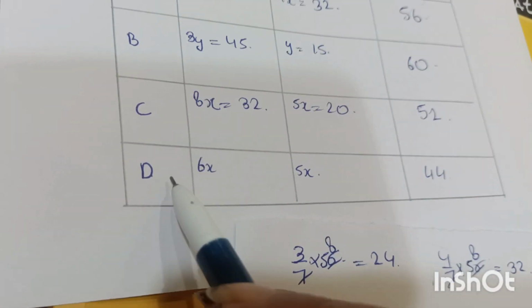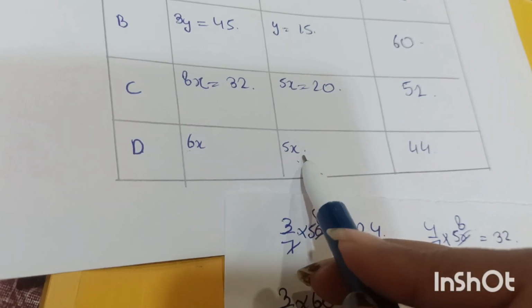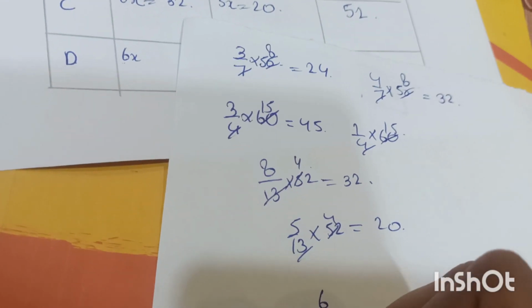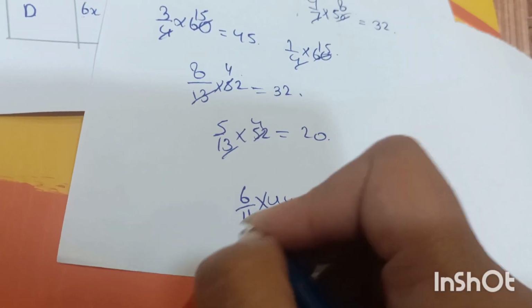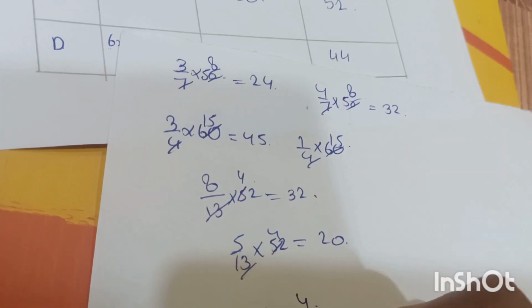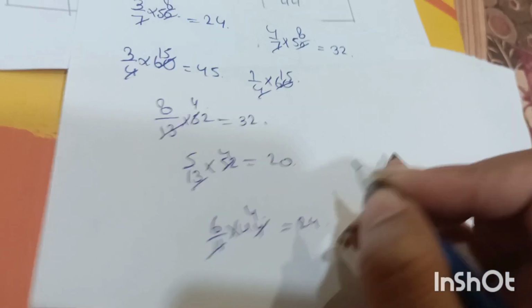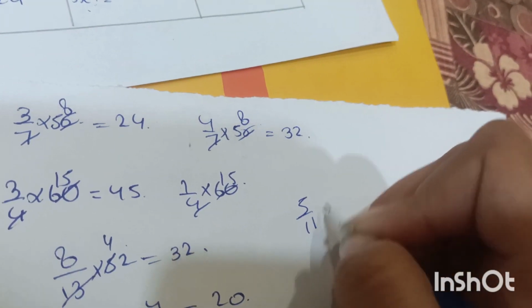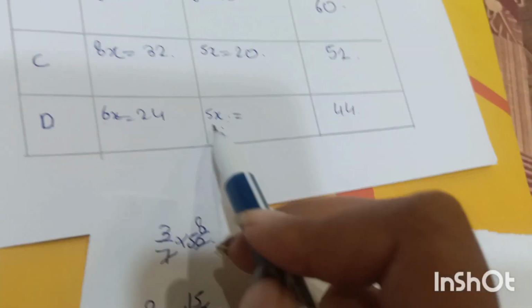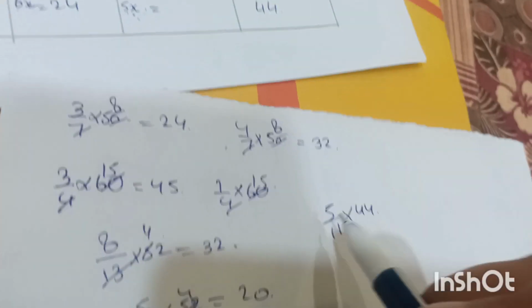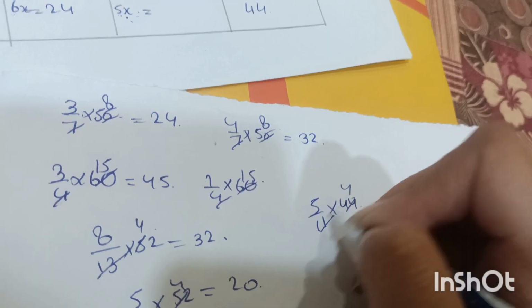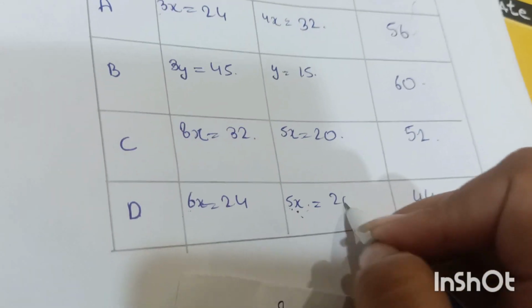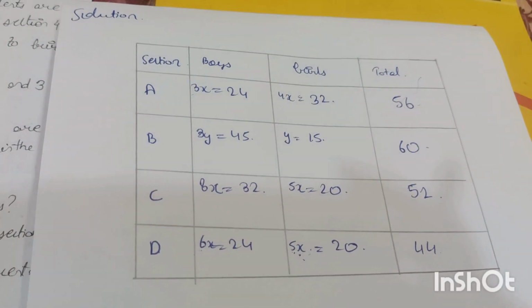Then over here, 6 upon 11 into 44 total value. 6 plus 5 is equal to 11. So you'll get the value 24. And 5 upon 11 into 44, where 5 plus 6 goes to 11, you'll get 20. So the table is made like this.